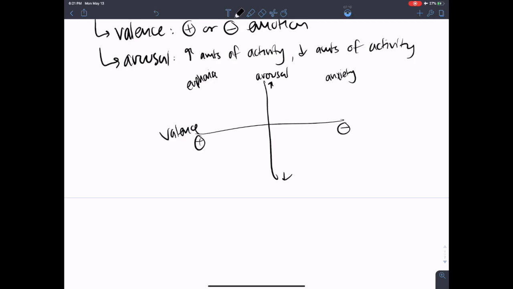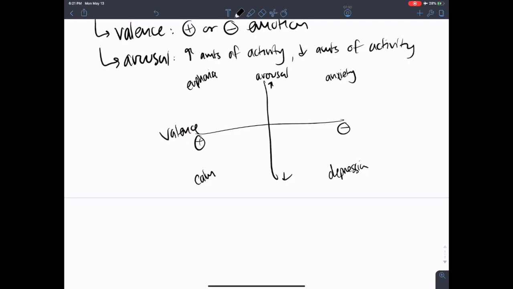Something that's positive valence but low arousal could be something like calm. So if you're in this really calm state, it's a good feeling, but it's also very low arousal. You don't have a lot of activity in your limbic system. Something that's low arousal but negative valence would be something like depression. So a disorder in which you feel negative emotions and you feel this low arousal. So, an inability to want to do something.